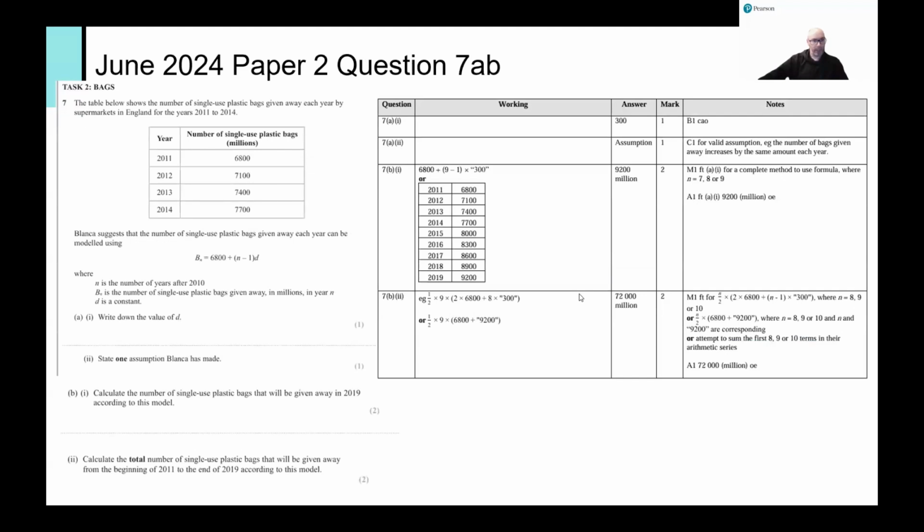Next question is from 2024 again, which was question 7 from paper 2. So here's part A and part B.